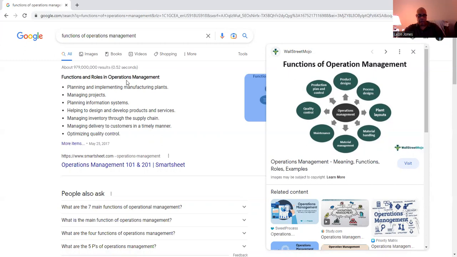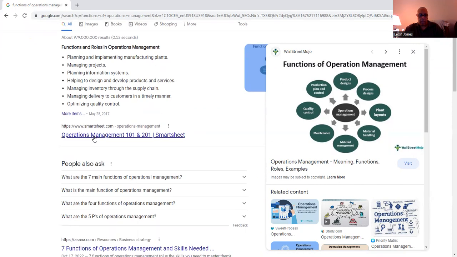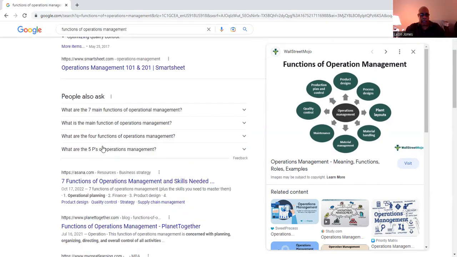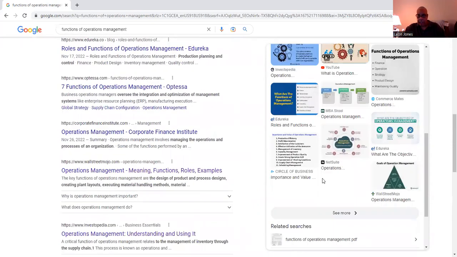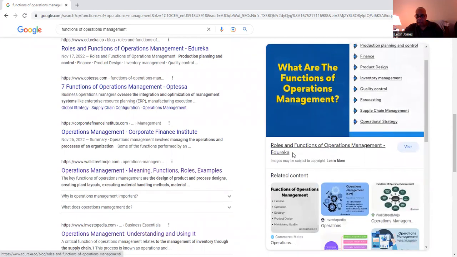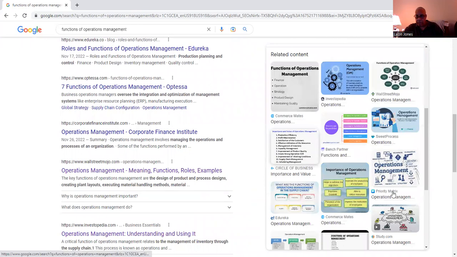Again, what you do, the functions and roles of operations management, planning and implementing manufacturing plants, managing projects, planning information systems, helping to design and develop products and services, managing inventory through a supply chain, managing delivery to customers in a timely manner, and of course, you're also optimizing quality control. Again, we go down and deal with all kinds of charts. Like to put the charts up here. These are all the functions of operations management.